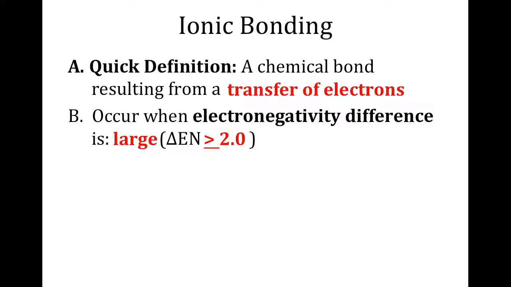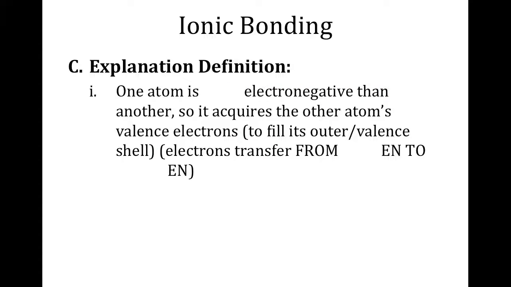And you can look up the electronegativities of certain elements online. So, if we have this high electronegativity difference, that means one wants electrons a lot more than the other, so it's going to take, that's where we get that transfer of electrons. So here's our definition. One atom is more electronegative than another, so it acquires the other atom's valence electrons in order to fill its outer or valence shell. So the electrons go from the low electronegativity atom to the high electronegativity atom.